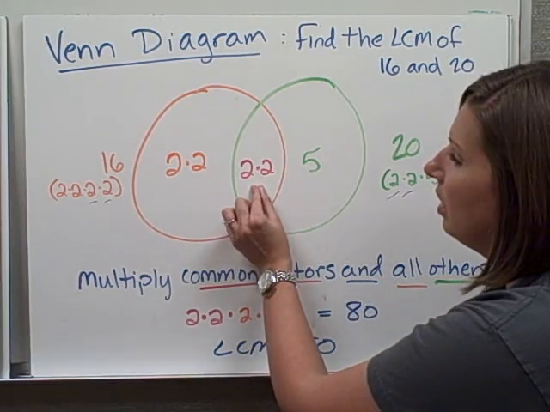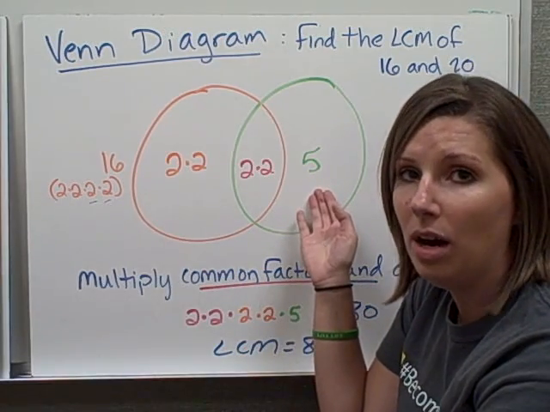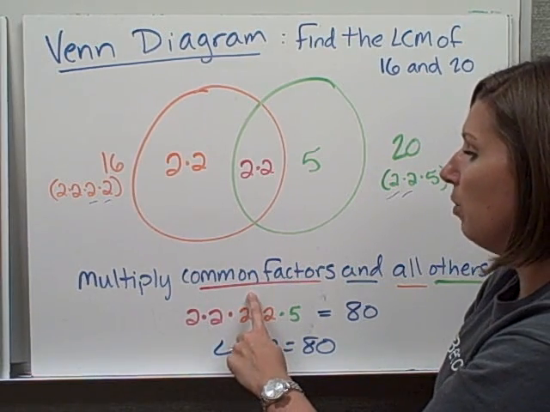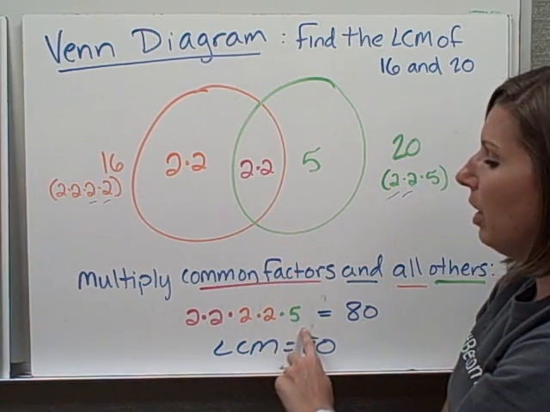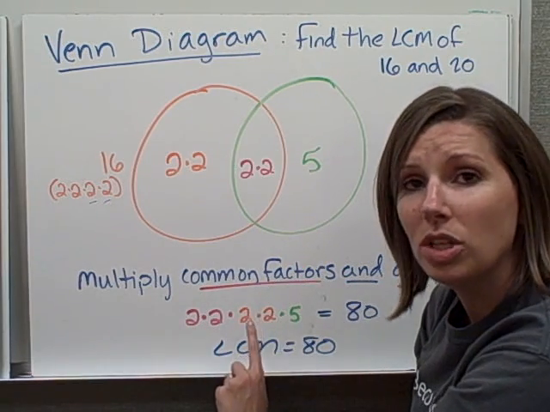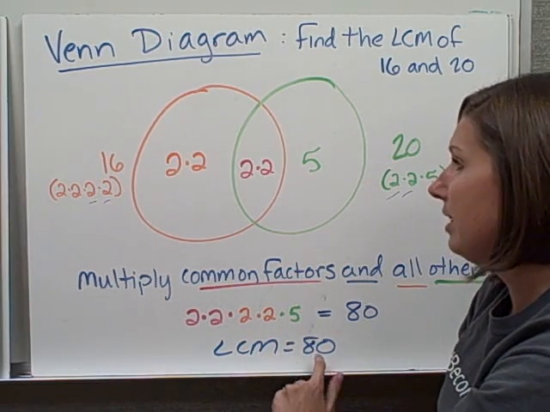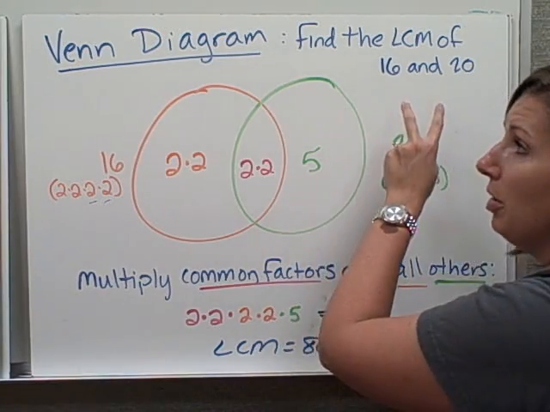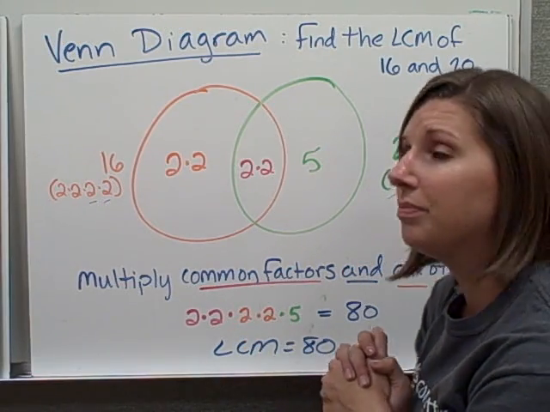So you can see they each have two 2's as a factor, but they also have some factors that they don't have in common. This is important for us because we're going to take the ones that they have in common, and we're going to take the ones that they do not have in common, so all the other ones, and we're going to multiply all of those together. That's exactly what we just did in the factor tree, but this just looks a little bit different. So 2 times 2 times 2 times 2 times 5 makes 80. Again, making a list might be a little bit too much for these two numbers. That's why we have alternate strategies like Venn diagram or prime factorization.